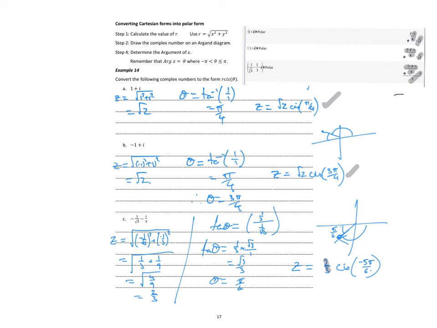To access that command, if you go to actions, number, and then you select complex tools, and you'll see convert to polar. Okay.